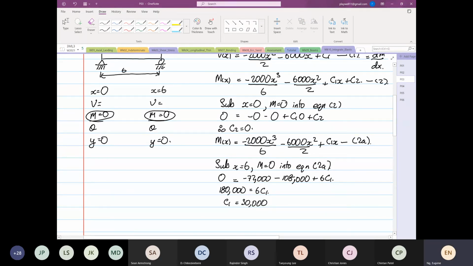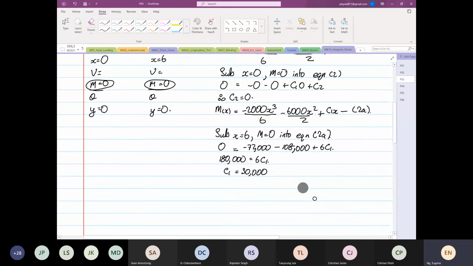So finally, your moment equation is equal to minus 2000 x cubed over 6 minus 6,000 x squared over 2, then plus 30,000 x. Okay. So this is our equation 2b because it evolved from equation 2.